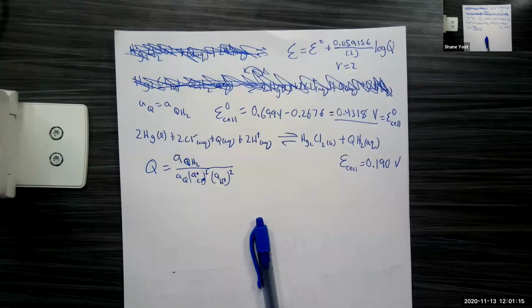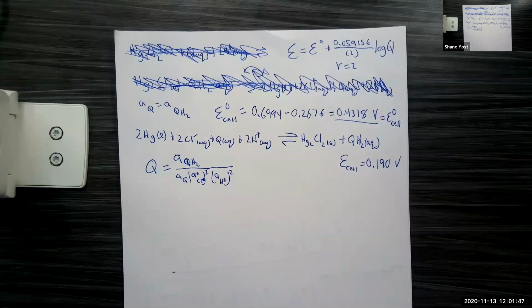And then the cell potential is the cell potential of the reduction reaction, which is 0.6994, plus the cell potential of the oxidation reaction, which was the flip of the 0.2676 cell potential, to give us a total standard cell potential of 0.4318. So E cell standard is 0.4318, and E cell itself is 0.190 volts. And then I'm given Q.